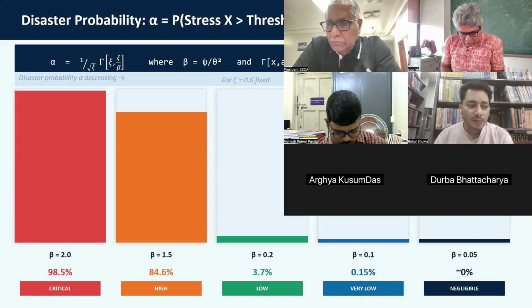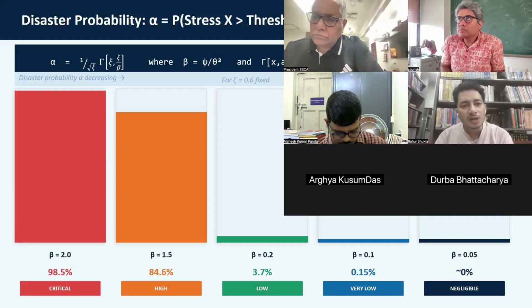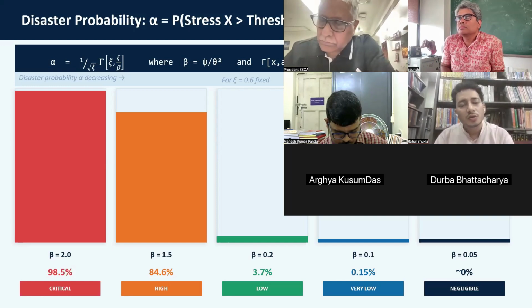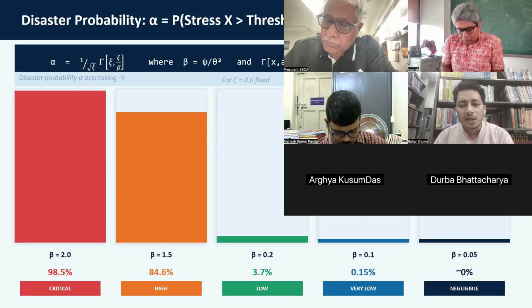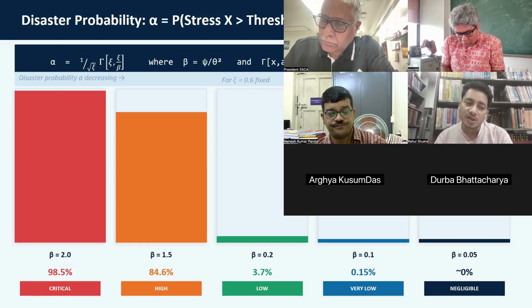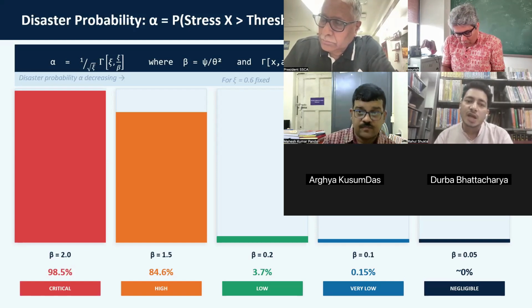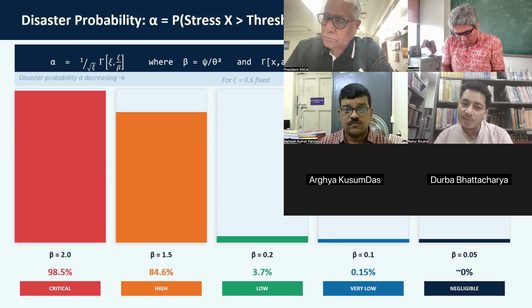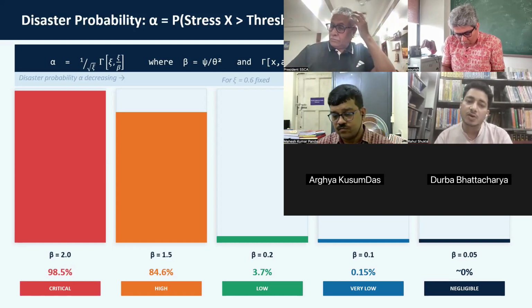If we see Table 1 and the first column, fixing xi equal to 0.6, we see that as the beta value increases, our disaster probability decreases. This finding will be helpful for modeling our mechanical system. If we fix one parameter and want to know under which conditions our system will survive and under which it will fail, this table will help us a lot. This is the graphical representation of Table 1, which is already presented in my research article.